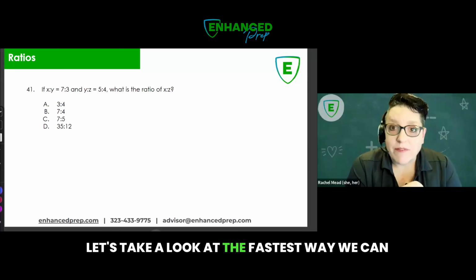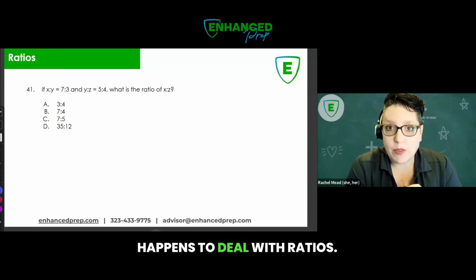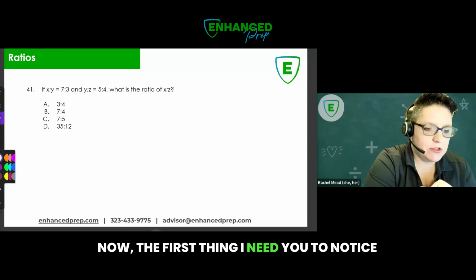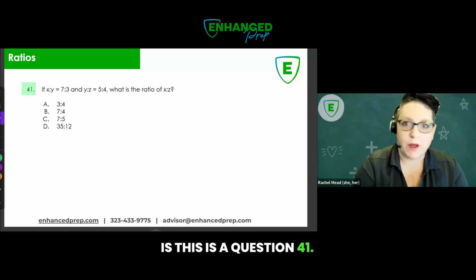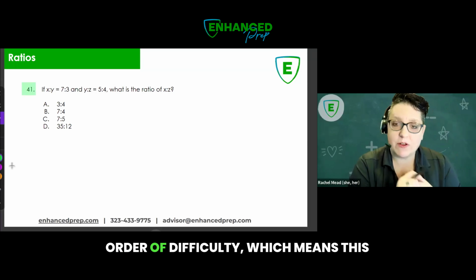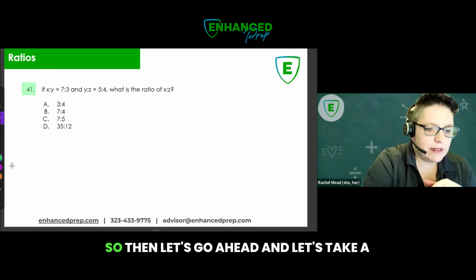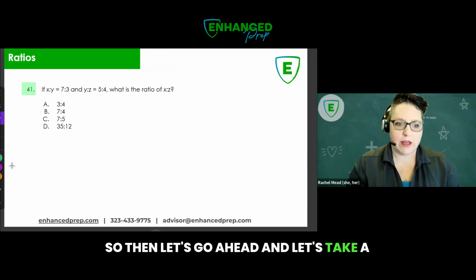Let's take a look at the fastest way we can get through this ACT math question that happens to deal with ratios. Now, the first thing I need you to notice is this is question 41. What did we remember? Math questions are arranged in approximate order of difficulty, which means this question is designed to be a harder question. So then let's go ahead and take a look at what we have.